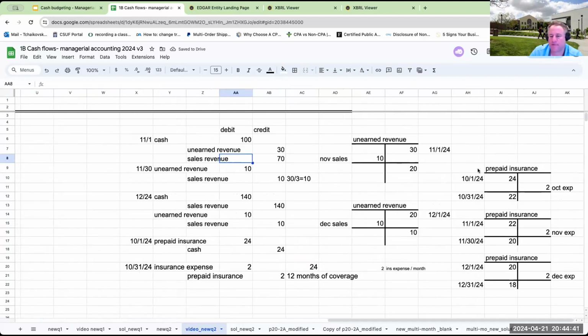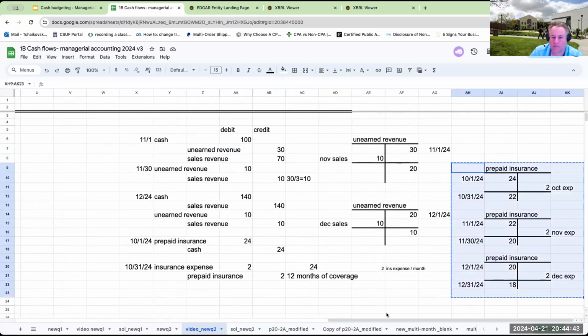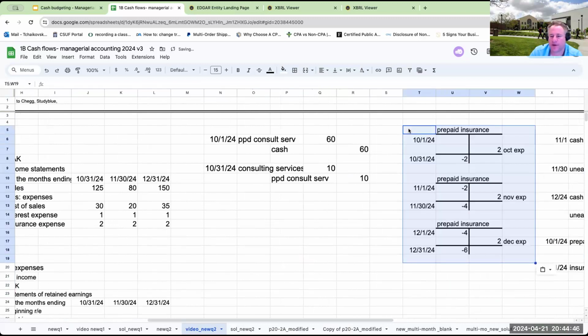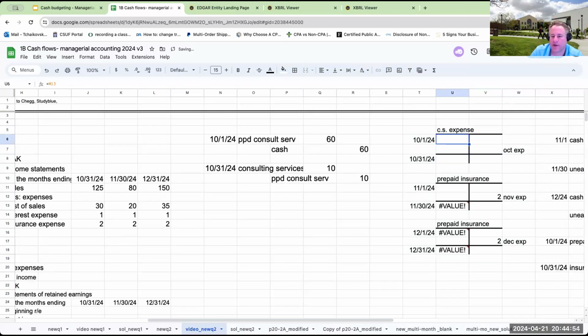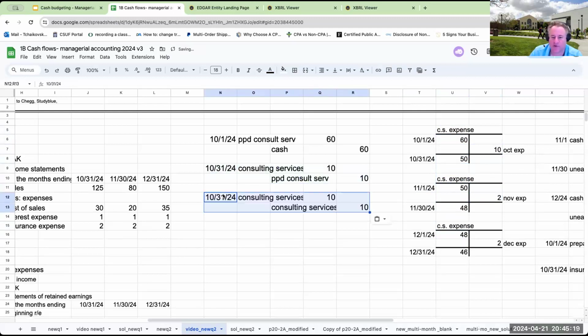Okay. So we can kind of just borrow from here. My consulting services expense started over here with a balance of 60. Went through and I used 10. So my ending balance is 50. Come over here to November. My consulting services expense, over here, ending balance becomes beginning for the following month. I would basically repeat this entry each month.